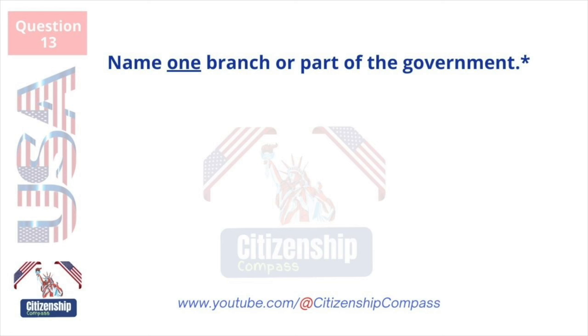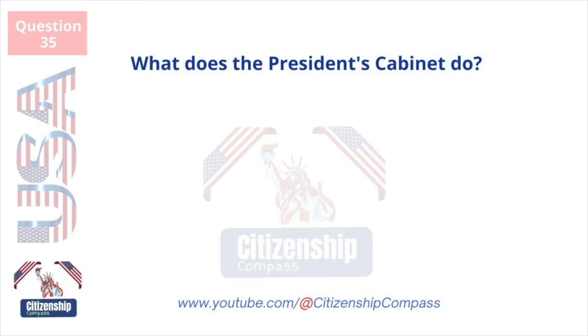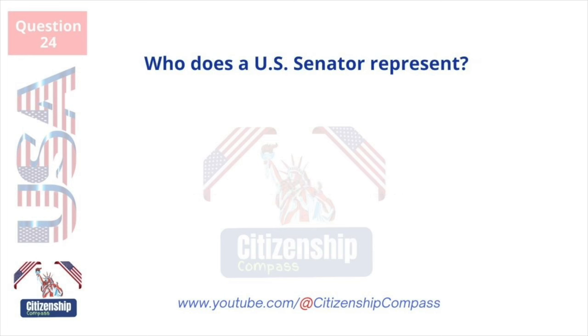Name one branch or part of the government. Congress. What does the president's cabinet do? Advises the president. Who does a U.S. senator represent? All people of the state.